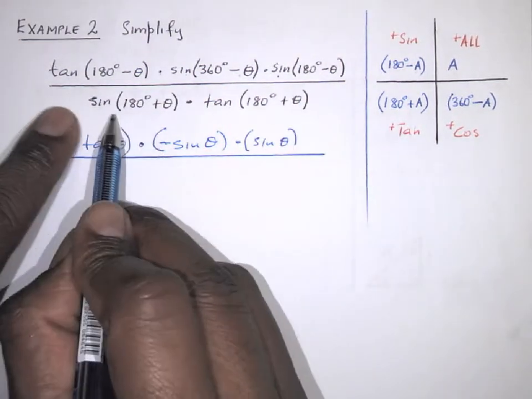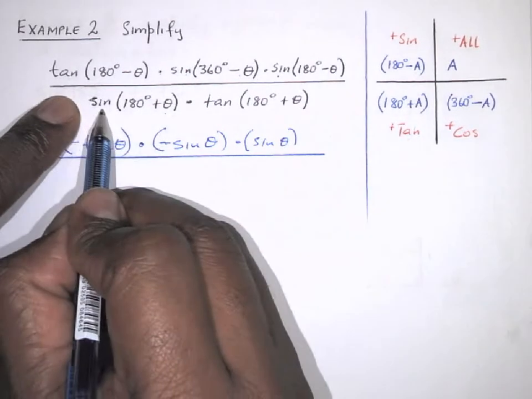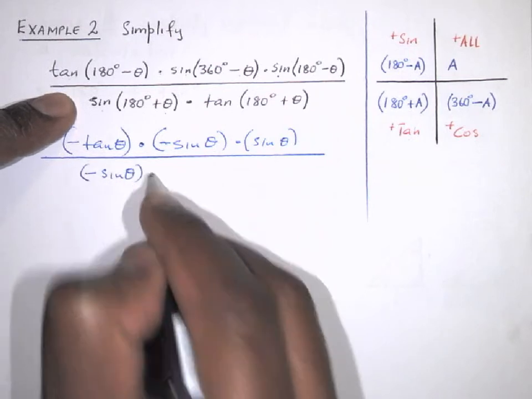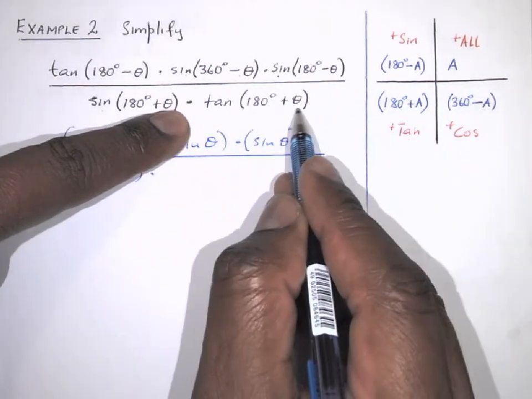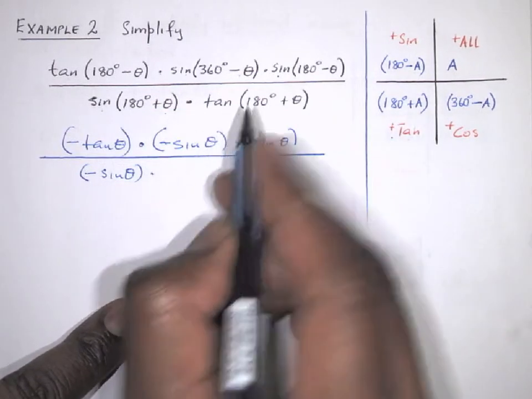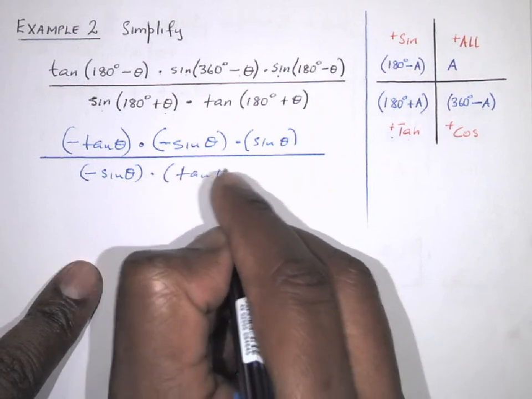Take this one. Sine of 180 plus theta. We're over here. Tan is positive. So this will be a negative sine of theta. Times tan of 180 plus theta. We are over here. Tan is positive. So that's positive tan. So therefore, I'm multiplying by a positive tan of theta.